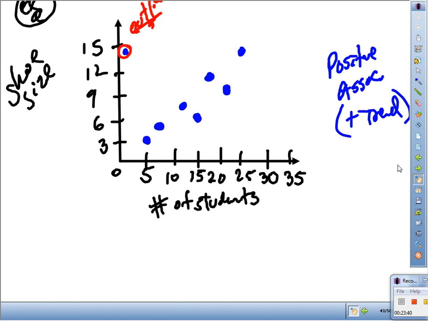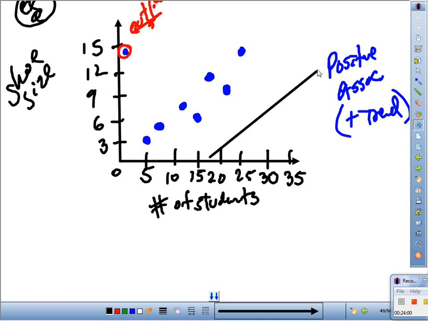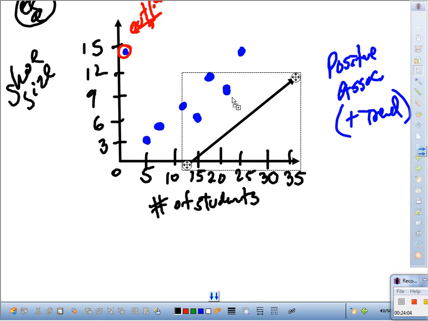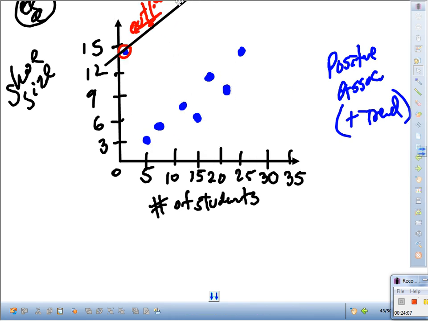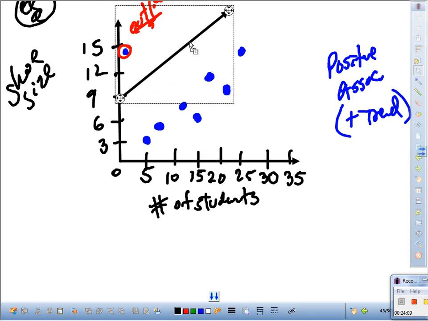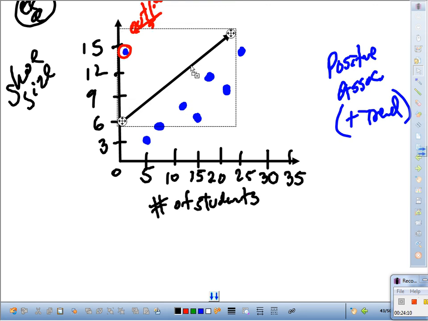Now, we need to identify a best fit line. So here we go. You said it's a positive association. That means it's going to go in that direction. So I'm going to sketch my line like that. Tell me when it best fits the data. Is it there? No. There? No.